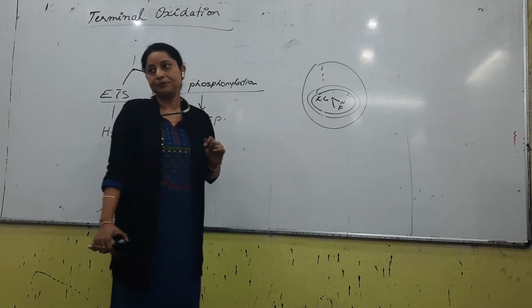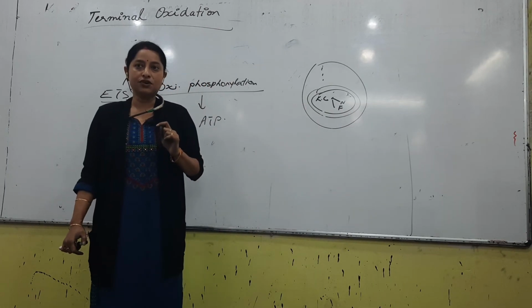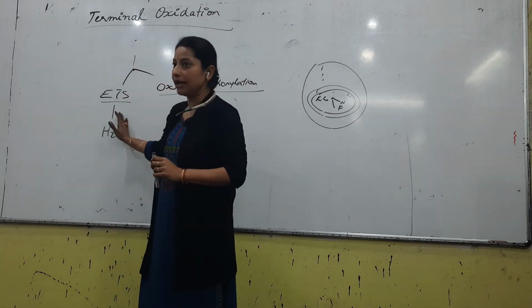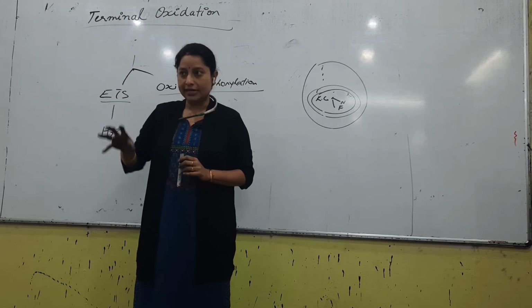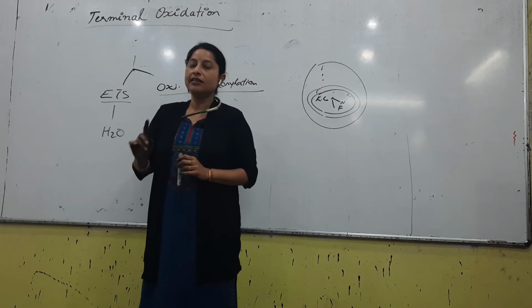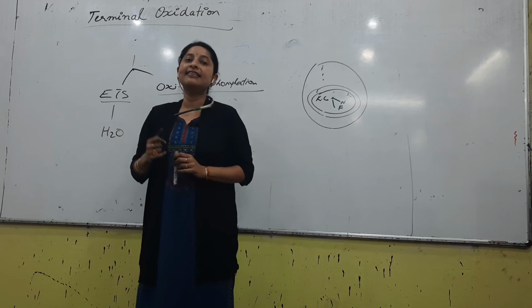Is the point clear? So terminal oxidation, because of that, the ETS forms. ETS means the electron transport system. Electrons will move from one place to another, and that is what is called as electron transport. The first point is, from where will they get the electron?